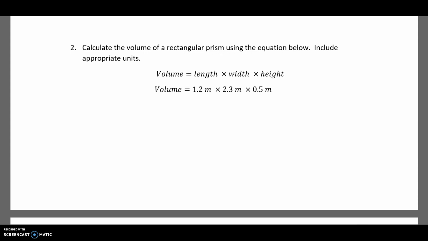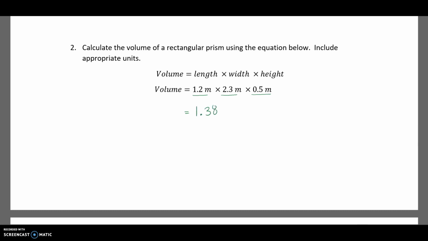Here we'll calculate the volume of a rectangular prism. The equation for this is the length times the width times the height. In this rectangular prism, we have a length of 1.2 meters, a width of 2.3 meters, and a height of 0.5 meters. We'll multiply the numbers together. I won't rewrite that step here since you won't normally do that. If you multiply 1.2 times 2.3 times 0.5, you get 1.38.